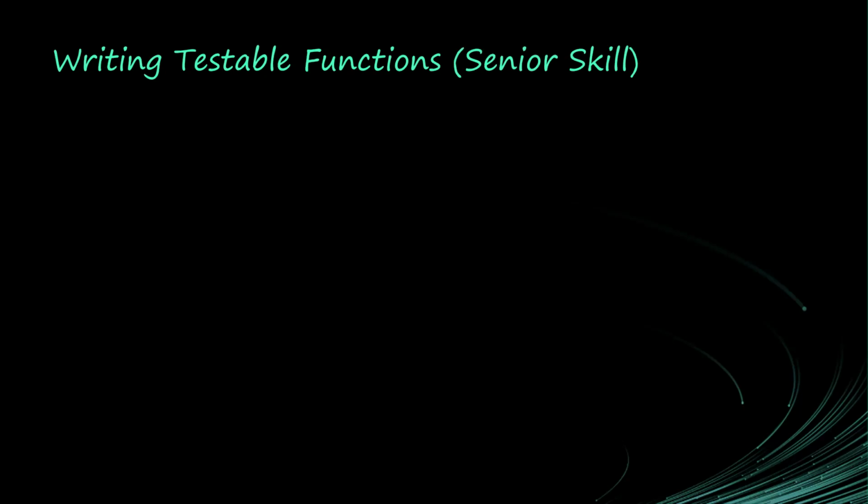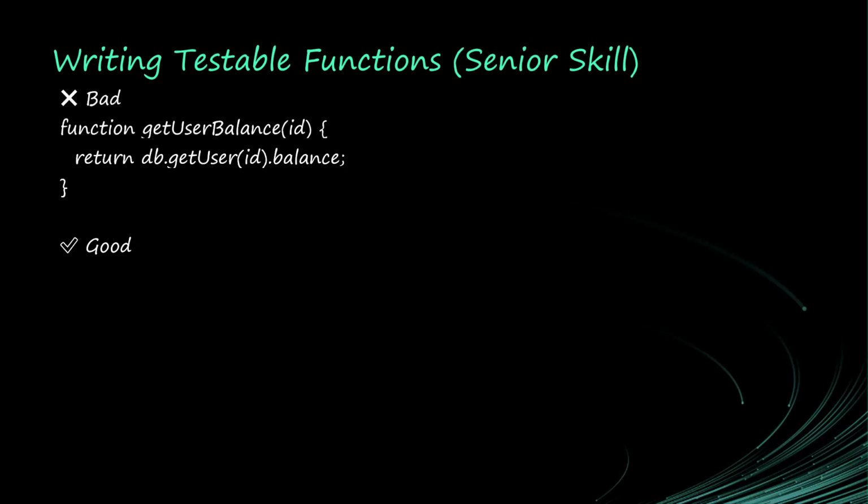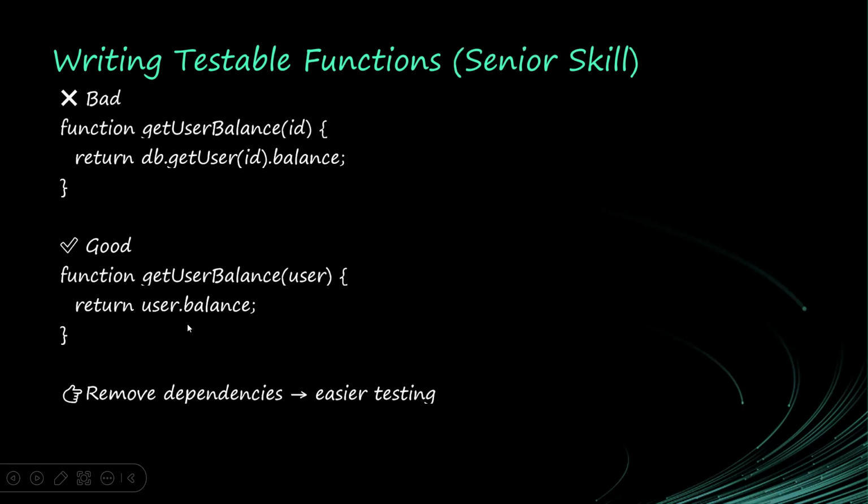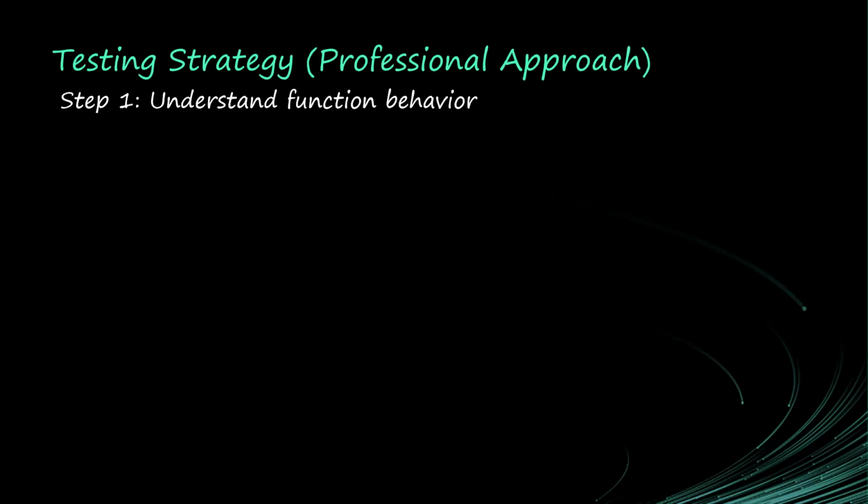Okay, so look at this bad test. getUserBalance(id), and it says db.getUser. So you can see that it has some external dependencies. It's bad. But this one is good. It doesn't have any external dependencies. That's the pure function we are talking about. So always remove dependencies, it makes testing easier.